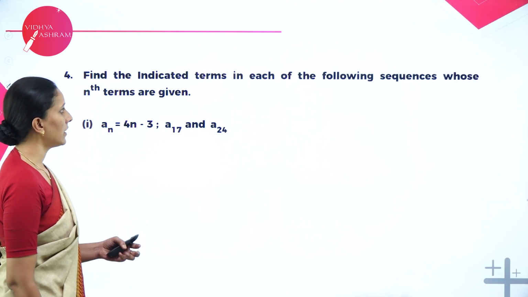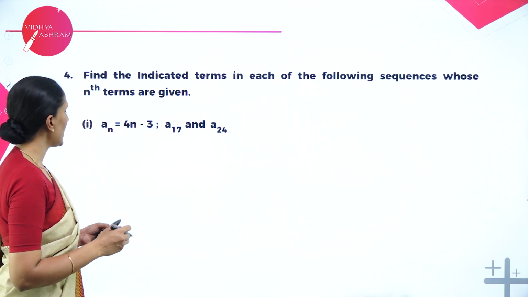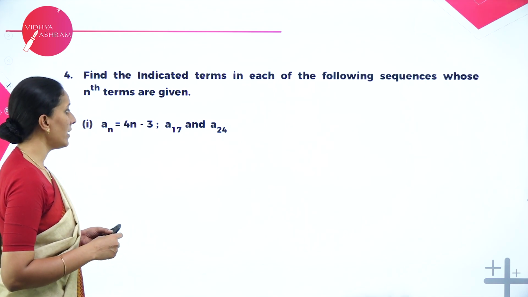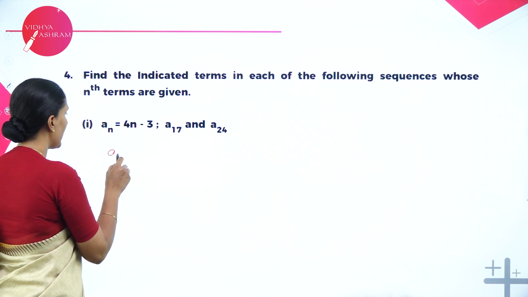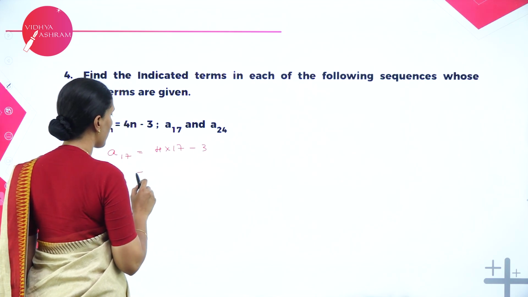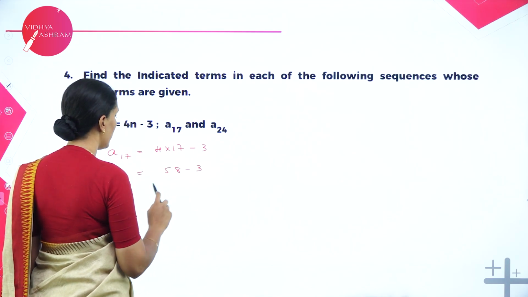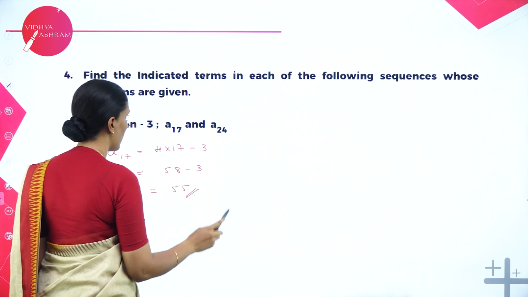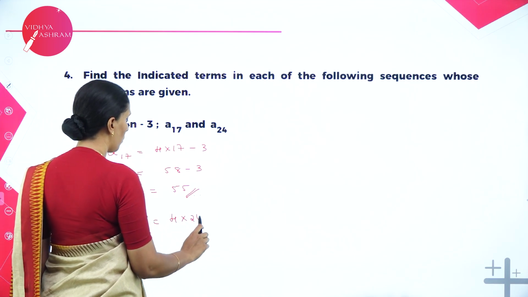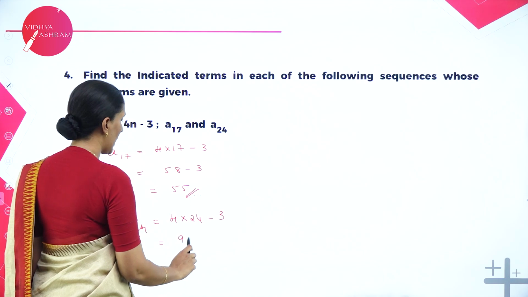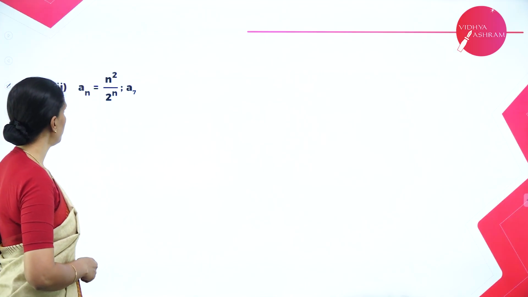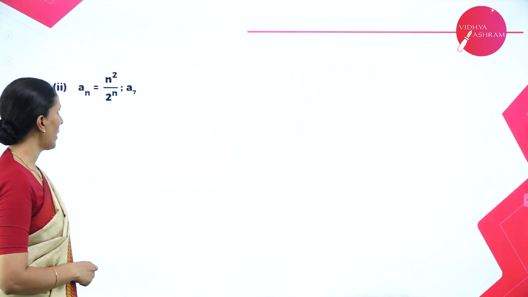Next, find the indicated terms in each of the following sequences whose nth terms are given by a_n is equal to 4n minus 3, a17 and a24. So first we will find a17. a17 is 4 into 17 minus 3, which is 68 minus 3, which is equal to 65. Next we will calculate a24, which is equal to 4 into 24 minus 3, which is 96 minus 3, which is equal to 93.